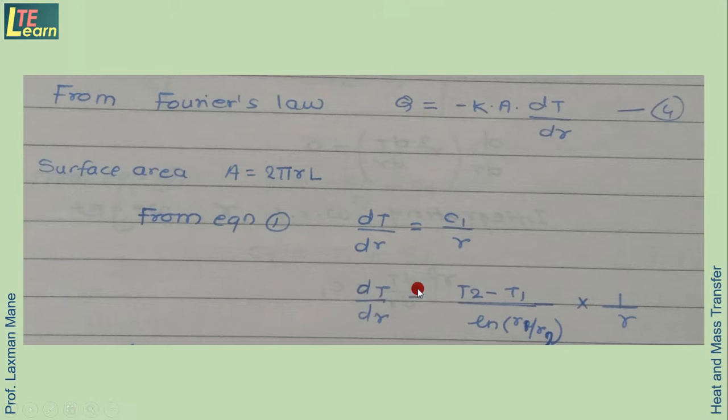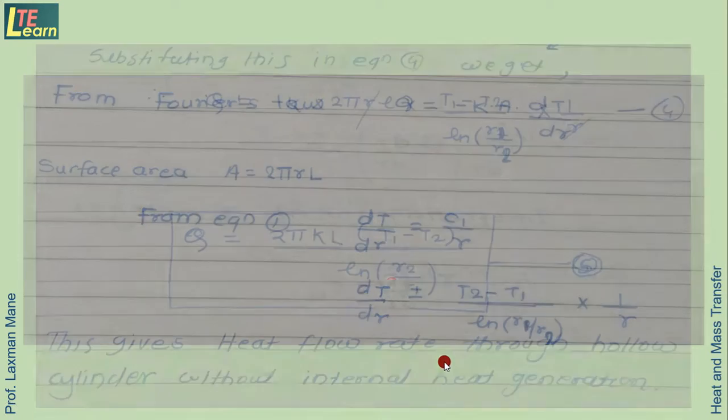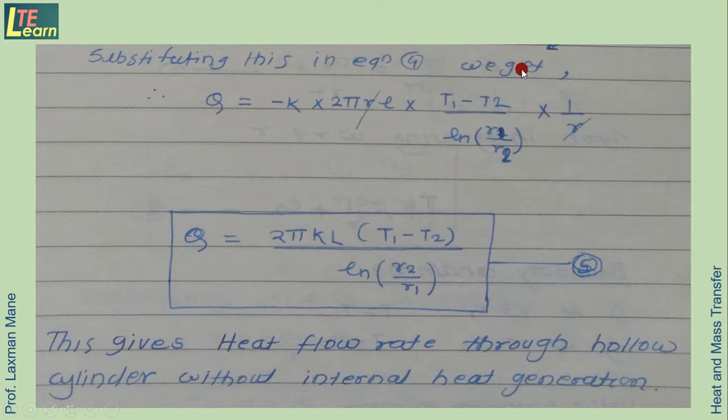Now this equation we use for Fourier's law. Here A, the area for the cylinder, is 2 pi R L. This is the surface area. So from equation 1 we already know dT by dr is equal to C1 upon R, and the value of C1 we also know. So we find dT upon dr is equal to this expression. Substituting this in equation 4, means minus k into this area into dT by dr, this equation, into 1 upon R.